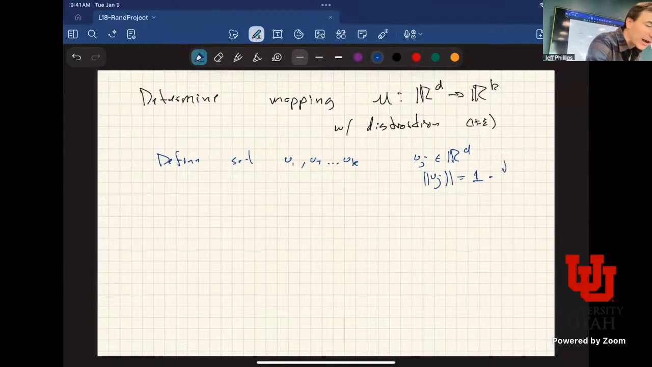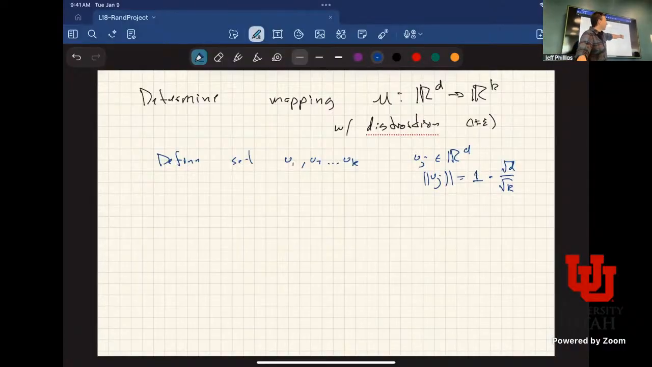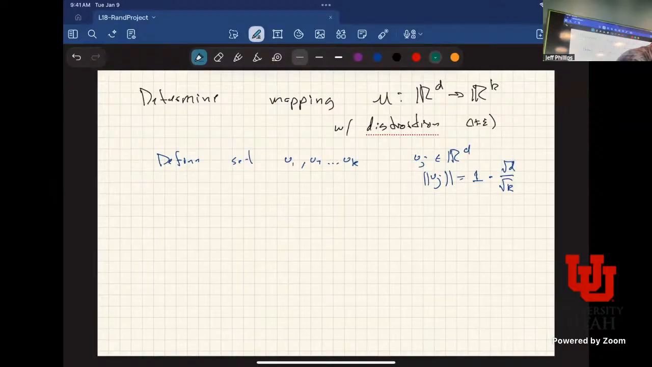I'm going to want the norm to be the square root of D over the square root of K. Okay, and I'll explain why that is. So I can find these vectors, I can normalize them so their length is 1, and then I scale them up by the square root of D over the square root of K. Okay, so I'm going to have this, and then I'm going to define this mapping.